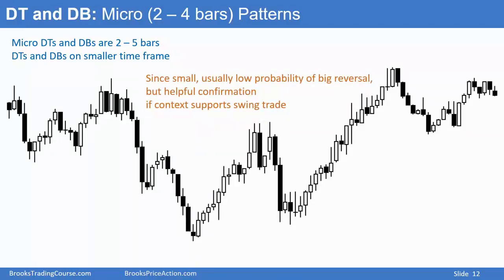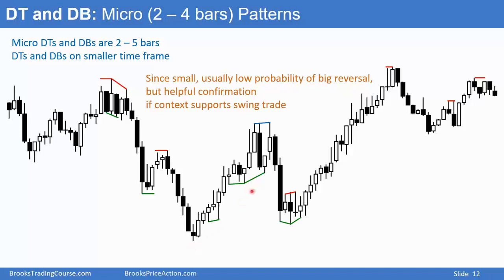Micro double top, small probability of a big reversal, but it's usually important confirmation if it's also part of a bigger double top. It increases the probability. For example, we have a 3 bar or 4 bar double top here. I call it a micro double top, micro double bottom here. But this micro double bottom is testing this low.